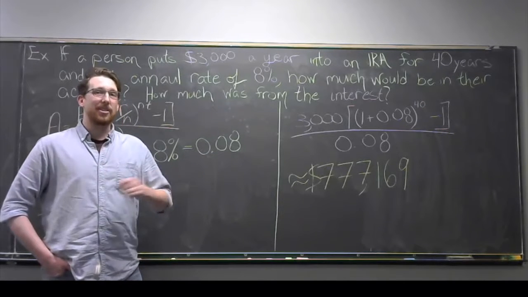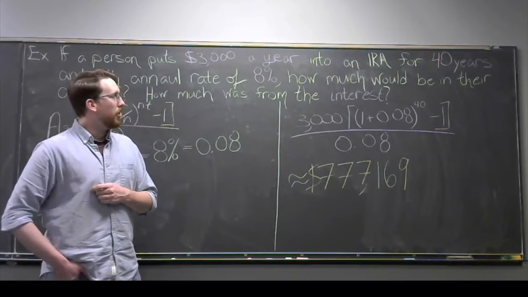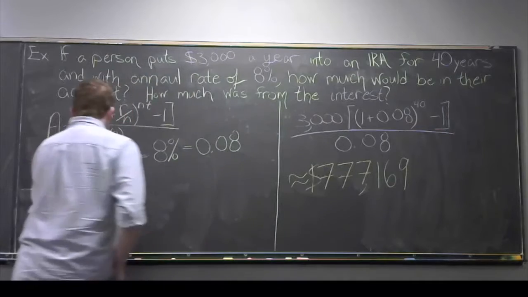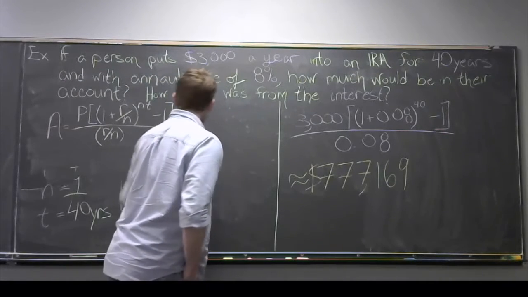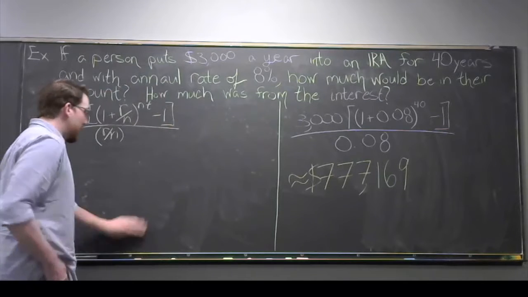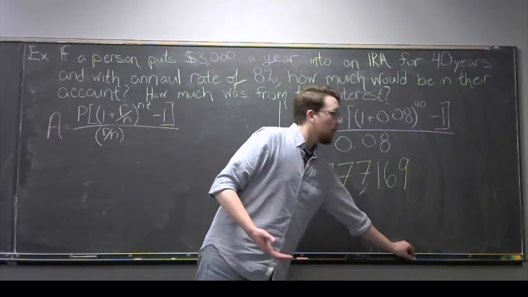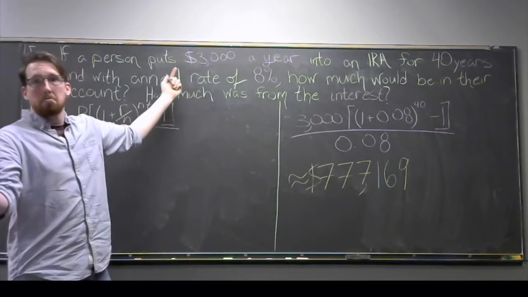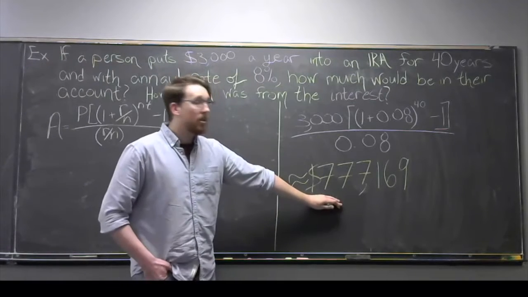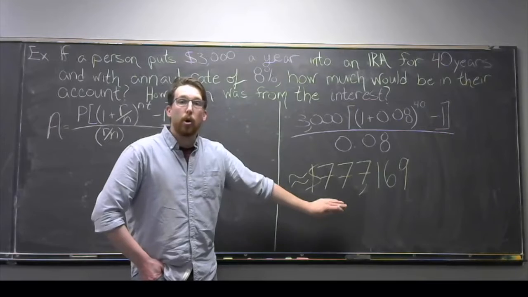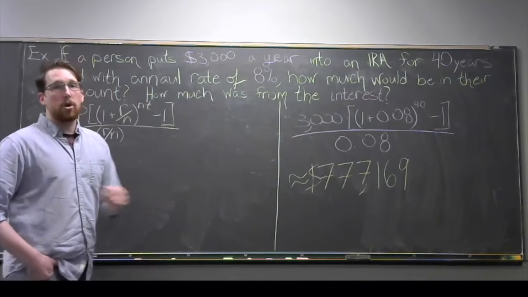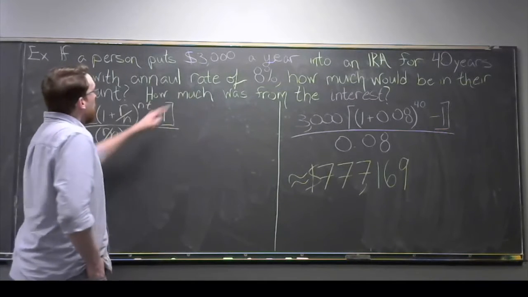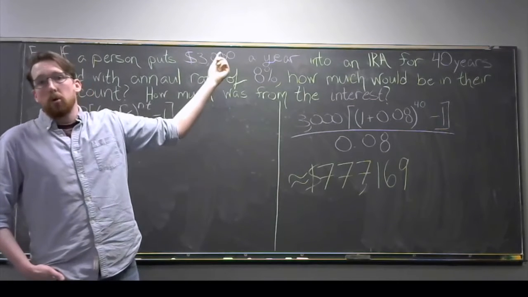Now, how much of that was due to interest? Well, let's think about this. We're paying in $3,000 a year, and we do that for 40 years. So what we end up paying in is 3,000 times 40. If we take 3,000 times 40 out of this, all we're left with is the interest that's incurred on that account. So let's do that. 3,000 times 40 is going to be 120,000.